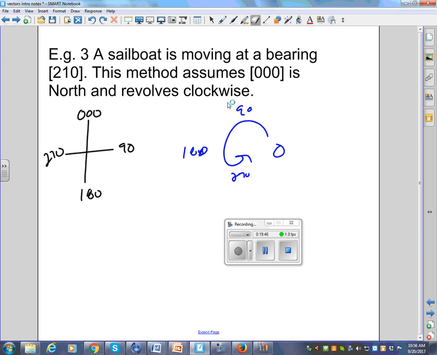Real pilots, real navigators use this. In fact, if you're flying on a plane, look out the window as you're approaching the runway, and the number of the runway will be the direction you're facing. Did you know that? If you are on runway 27, it's because you are flying west. They just chop off the last number because they go in multiples of 10.